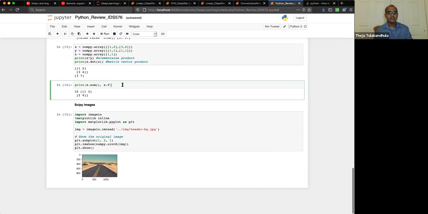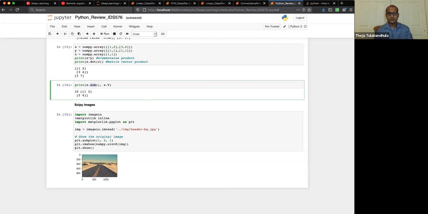There are some nice functions also you can get. For example, if x is a NumPy array with 1, 2, 3, and 4, and I do x dot sum, it's going to add up all the elements. So 1 plus 2 plus 3 plus 4. So that's 10. And similarly, x transpose will give you the transpose of 1, 2, 3, 4. This will be 1 and 3 and 2 and 4. Okay.